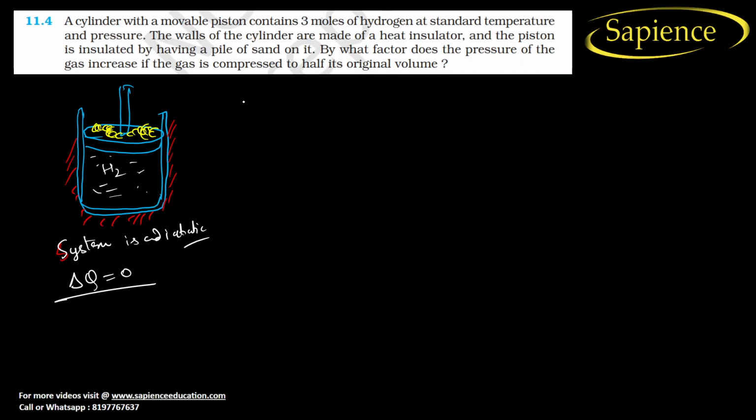Okay, so it has been compressed. The initial volume is V naught, so the final volume V2 will be V naught by 2. Why? Because they are asking by what factor the pressure of the gas increases if compressed to half of its original volume. So there is V naught and V naught by 2. Okay, so let us consider pressure. Initial pressure is P naught.